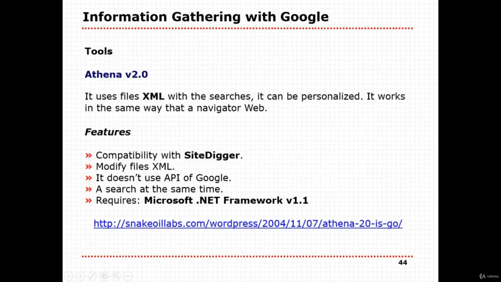Athena, the next tool is version 2.0. This uses XML with the searches again personalized. It works the same way as Navigator Web. Alright, so compatibility with SiteDigger, modify files XML. It doesn't use an API. So if you want XML files to get an information report, you can use it for that. Requirement: Microsoft .NET Framework version 1.0.